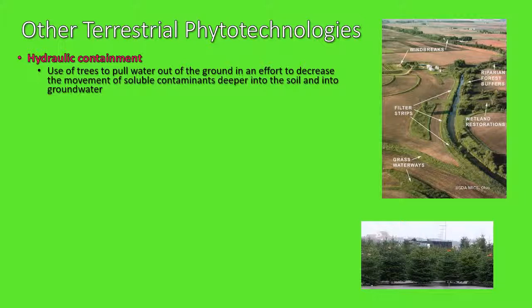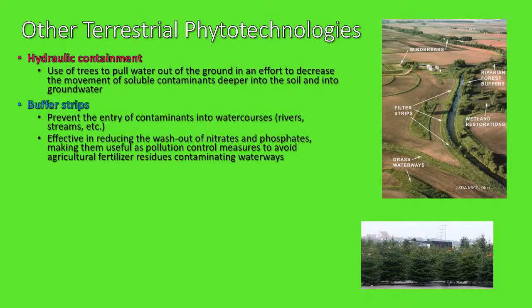All right, so just some other terrestrial phytotechnologies that don't necessarily have to do with remediation. Hydraulic containment is the use of trees to pull out groundwater. And this is kind of like the idea again of stabilization, of immobilization. If there's contaminants in the soil, you're not trying to get rid of them, but you're trying to prevent them from sinking further down into the soil until they get to the groundwater. So it's a manner of preventing them from doing that, where they can't spread.